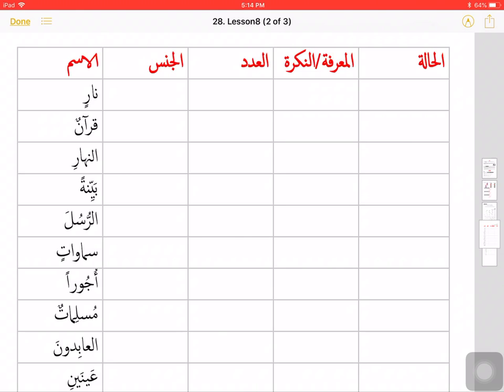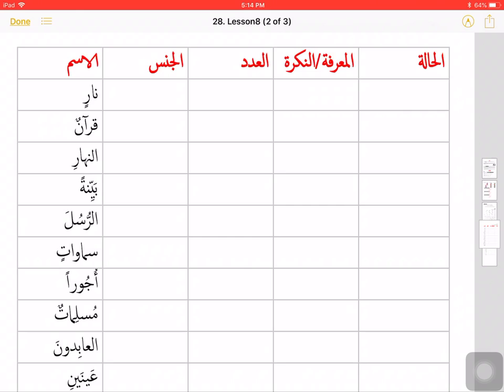Ar-rusula, mudhakkar, jama, it's jama taksir, ma'rifa, it has al, and its hala is nasb. Samawatin, jins is mu'annath, jama mu'annath salim, nakira, and it is either nasb or jar, atin ending. Ujuran, this is mu'annath because it is a plural word. All plurals of irrational are mu'annath. Adad is jama taksir type. It is a nakira word, and hala is nasb.